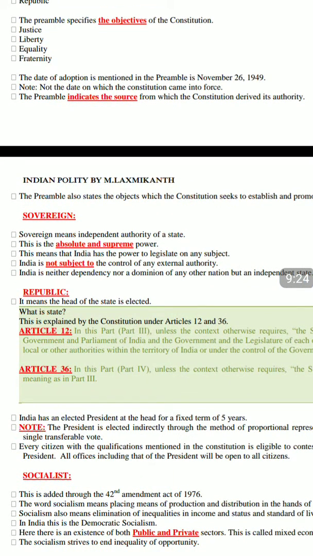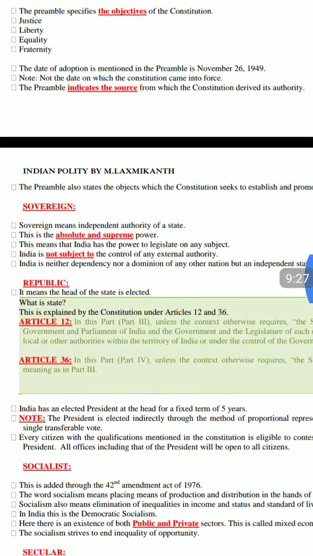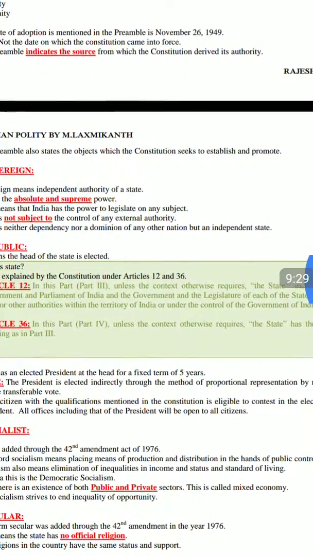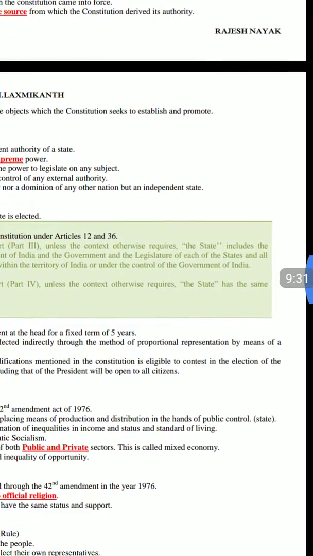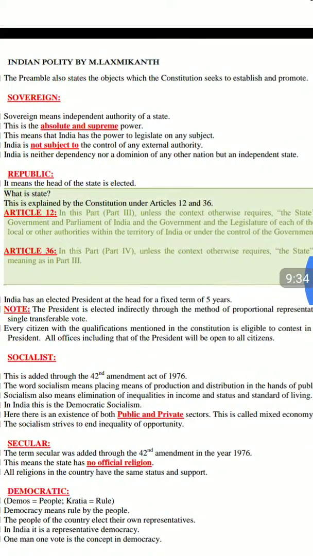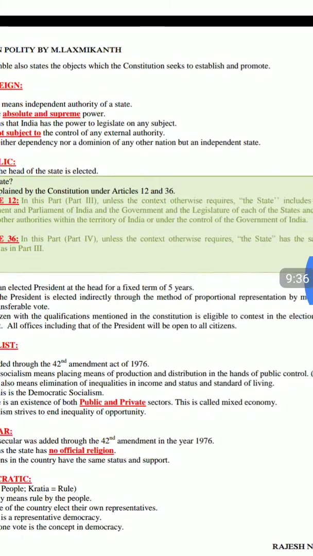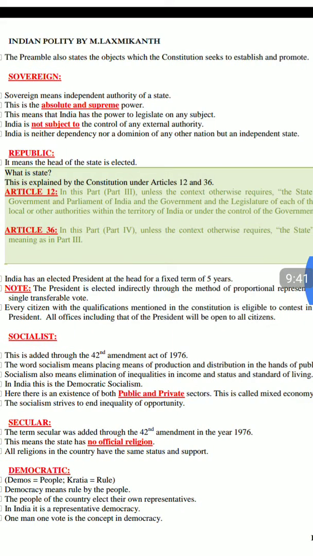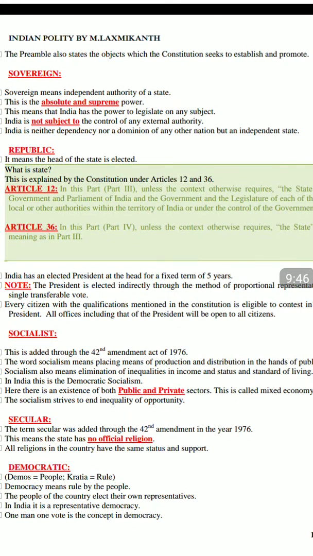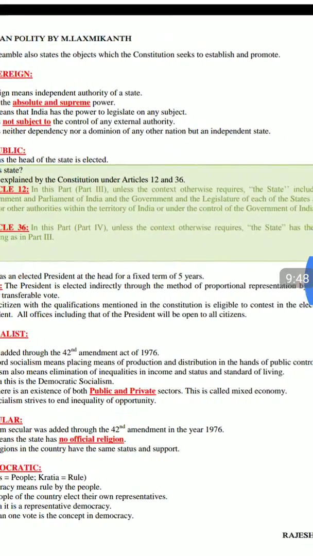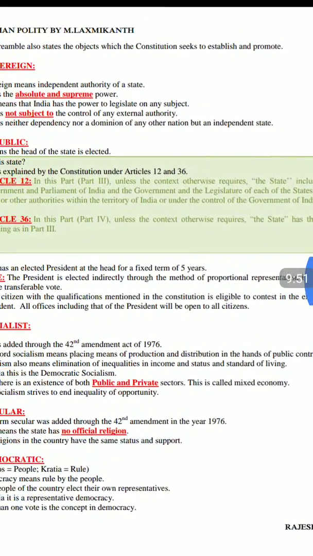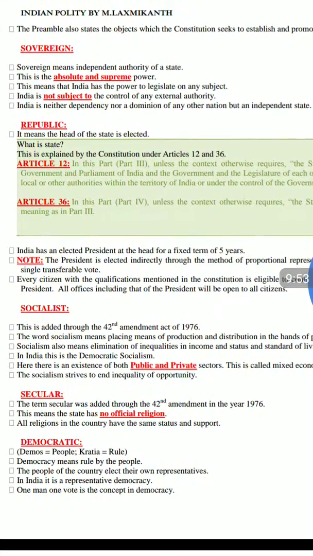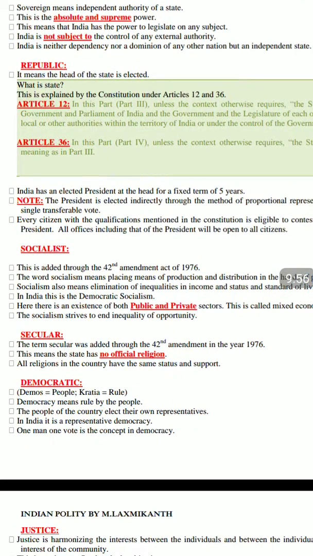Under Article 12 of Part 3, unless the context otherwise requires, the state includes the Government and Parliament, the government and legislature of each state, and all local authorities within the territory of India. Under Article 36 of Part 4, unless the context otherwise requires, the state has the same meaning as in Part 3. And socialist was added through the 42nd Amendment of 1976.